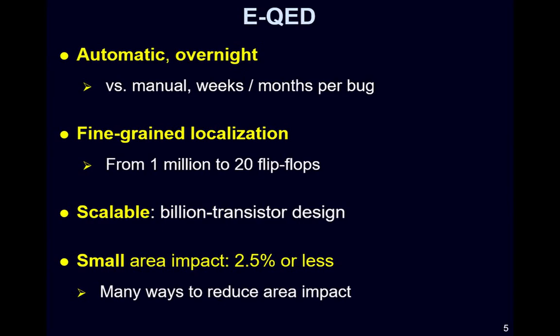So what are we going to do? Today we're going to take a billion transistor design and show you how we can, from the 1 million flip-flops inside it, localize an electrical bug down to just 20 flip-flops. We're going to do this with an automated approach that doesn't require any manual intervention. You can leave it to run overnight, and you get the result back the next morning. What's more, we can do this with an area overhead of just 2.5%, and that can actually be reduced even further, something which I'll get into.